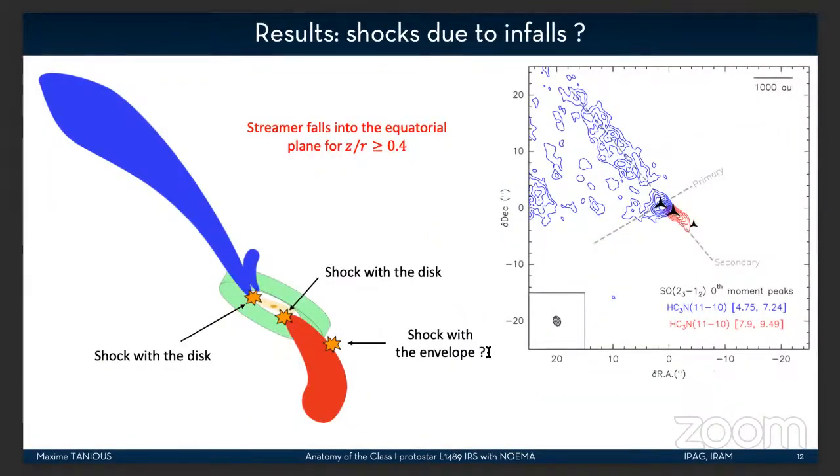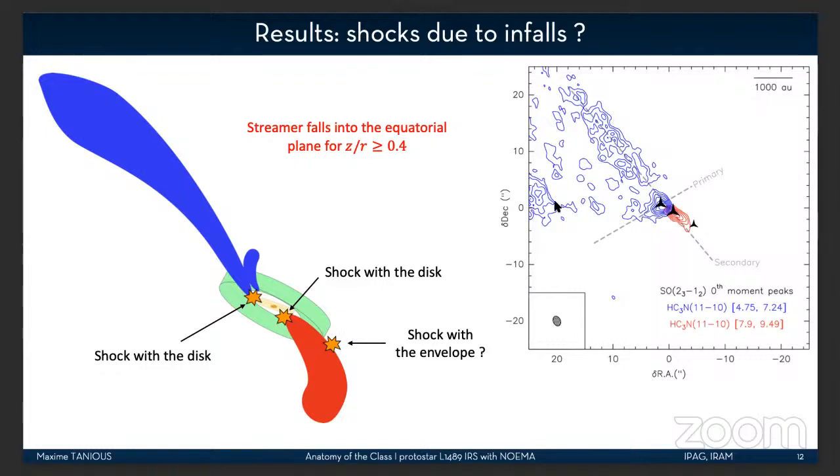We also see a correlation between the length of the streamer, which is seen here in the blue-shifted emission but also in the red-shifted part, and the peak intensity of the SO line. And so we interpret this as shocks, accretion shocks of the streamers onto the disk.